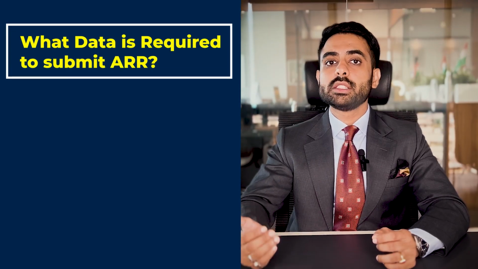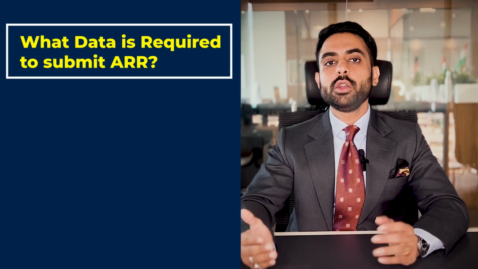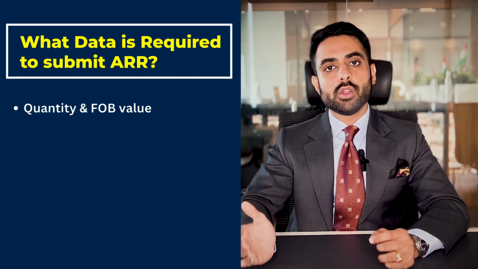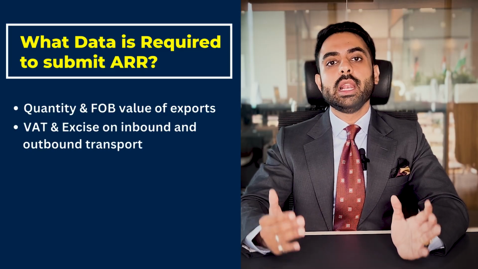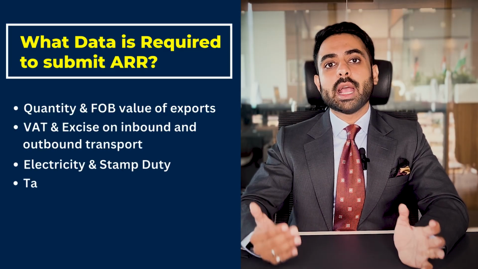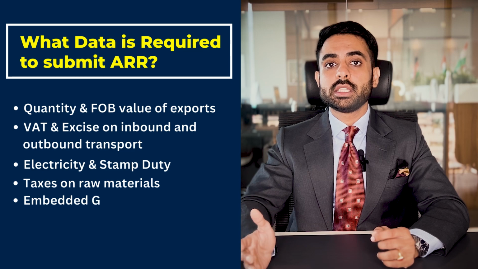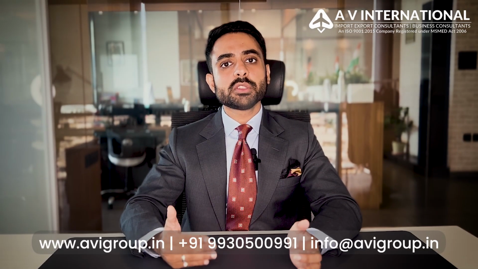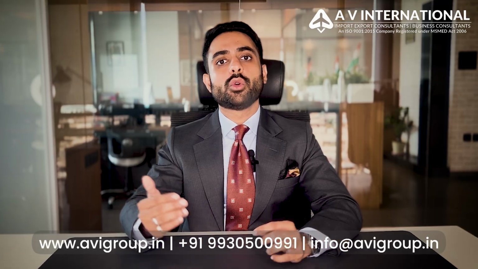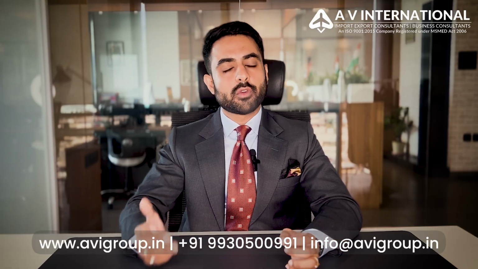Now, what data is required to submit ARR? You will need to report quantity and FOB value of exports, VAT and excise on inbound and outbound transport, electricity and stamp duty paid, taxes on raw materials, embedded GST and all other levies paid during production. This must be submitted product-wise or HSN code-wise using Appendix 4RR format.